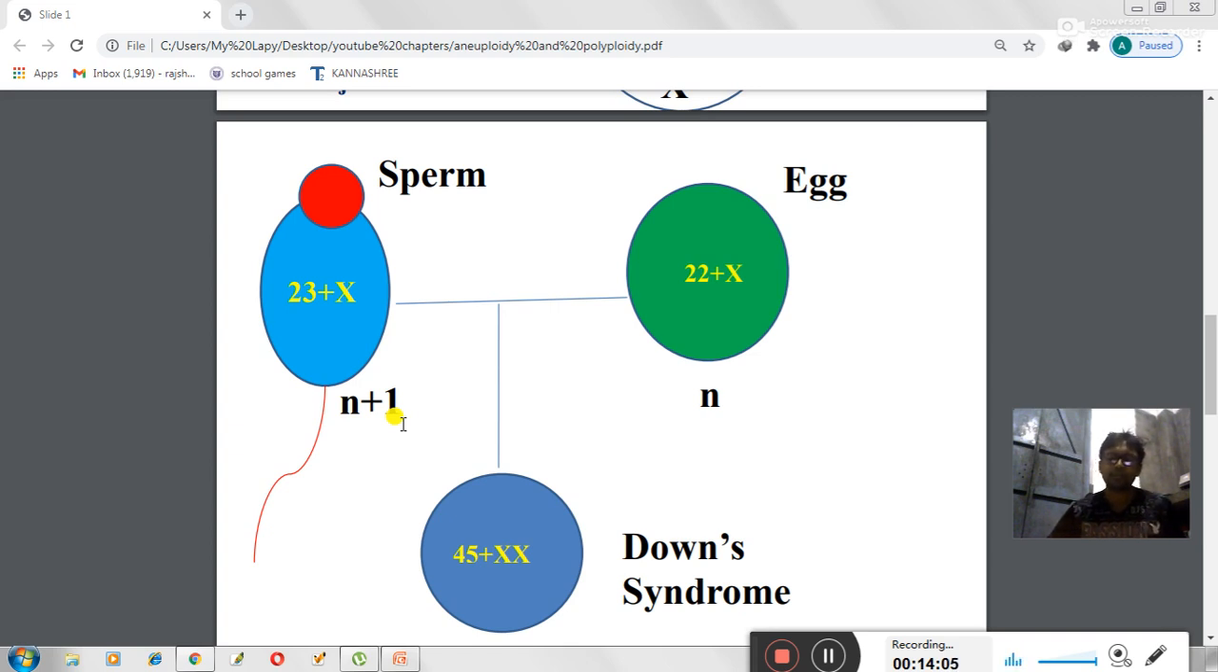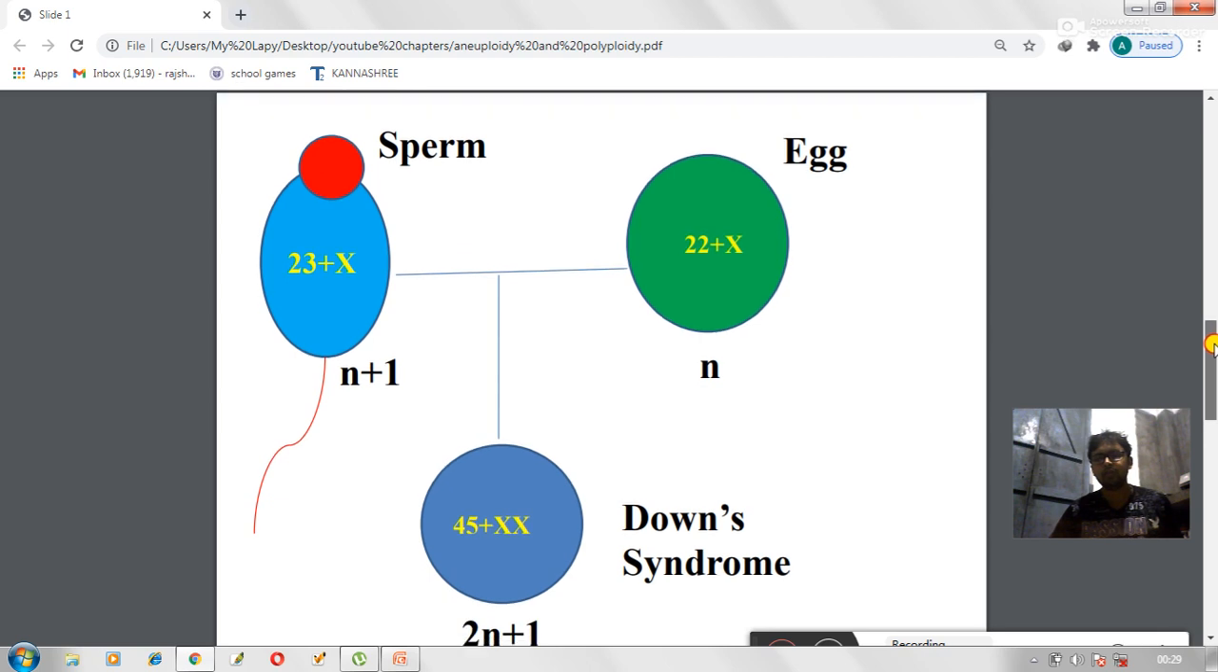Due to the presence of 2 copies of chromosome 21 in the 21st pair, and in the other gamete there is a normal single 21st chromosome, as this gamete is normal. So in this case there are 3 copies of the 21st chromosome instead of 2. So why is it called Down syndrome?